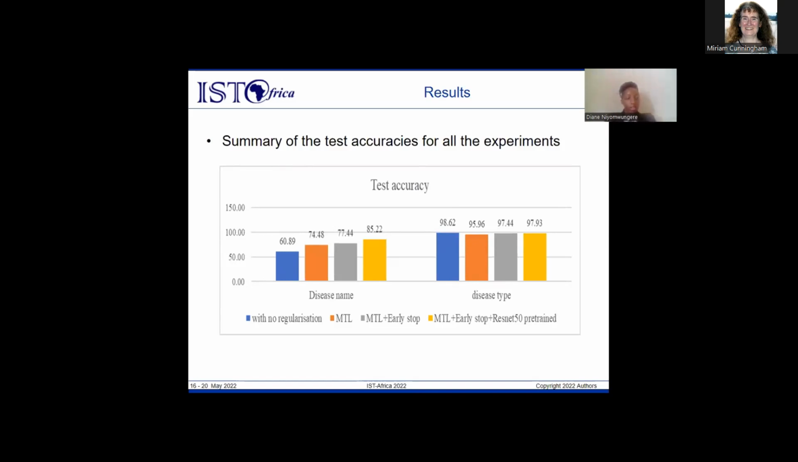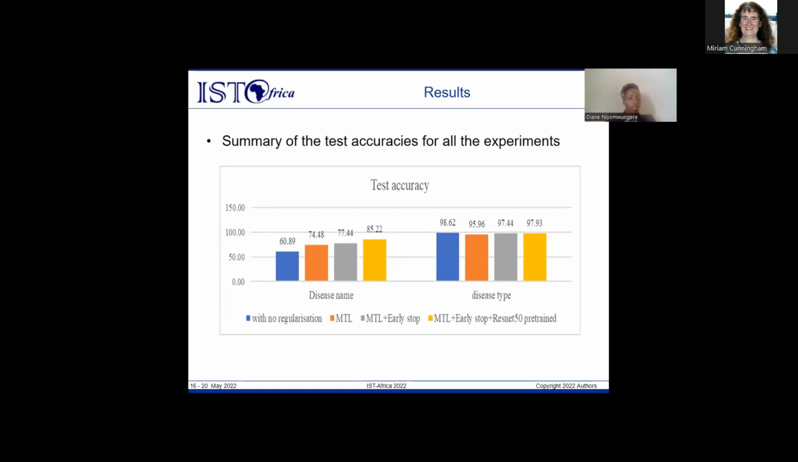So the disease name classification model was overfitting in the first experimentation. So it demonstrates constant variation during the 4 experiments. Indeed, the model's test accuracy was 60.89% with no regularization methods.